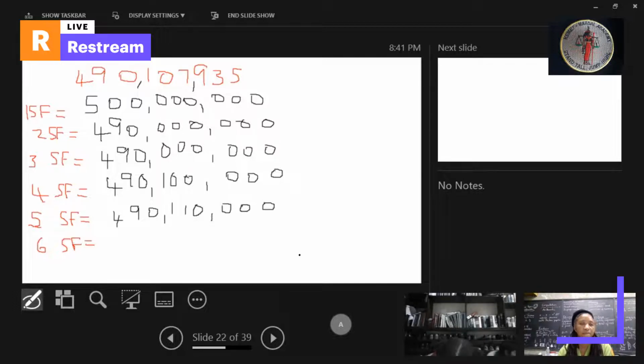The fifth figure is the 7. So we put back the 49010. Then we look to the right of the 7, and it's 9, and 9 is bigger than 5, so we add 1 to the 7, and we get 8. Then we fill in the other zeros.